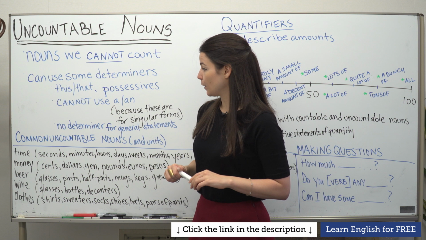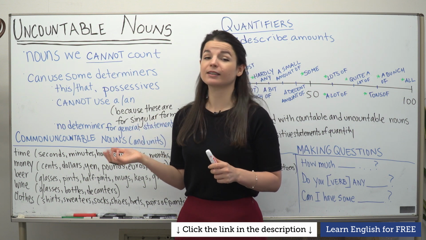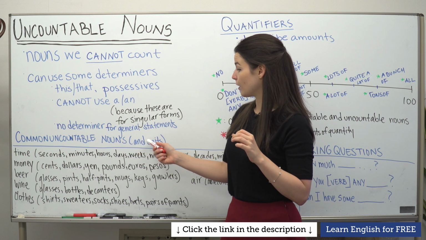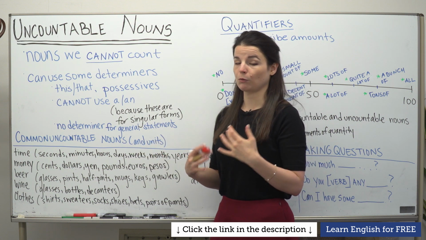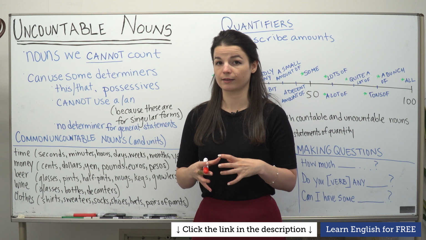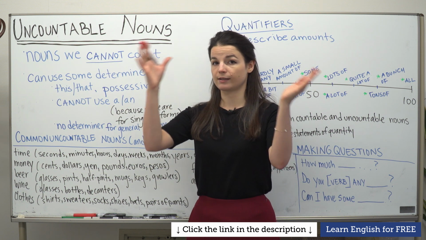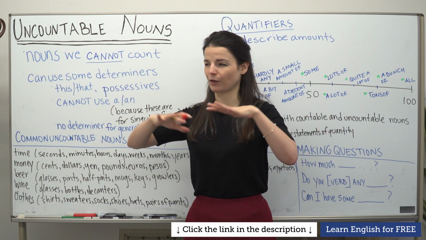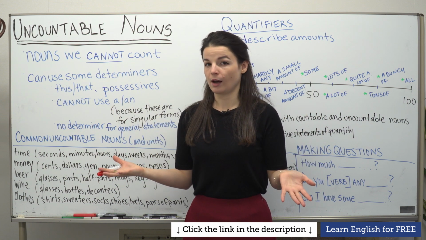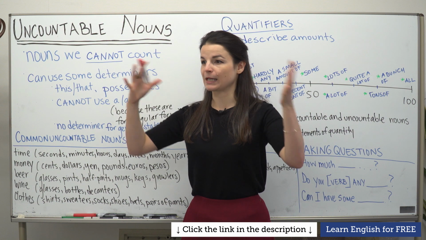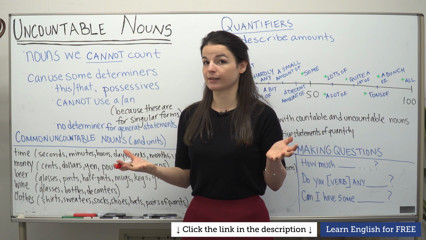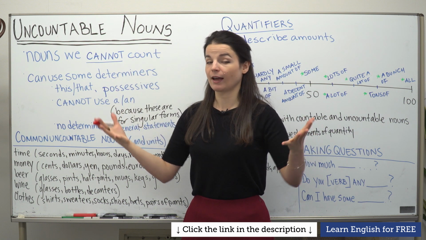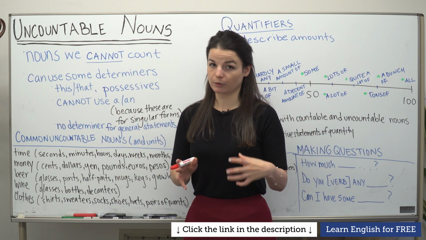Okay, so let's take a look at some common uncountable nouns then. I've also included here their units. By units, I mean ways to count the parts of these nouns. So we cannot count these nouns because they're thought of as a mass. They're thought of as kind of a group, a group or an assembly of many, many different parts. So we don't count the group itself, the mass itself. However, we can count the parts within that group.